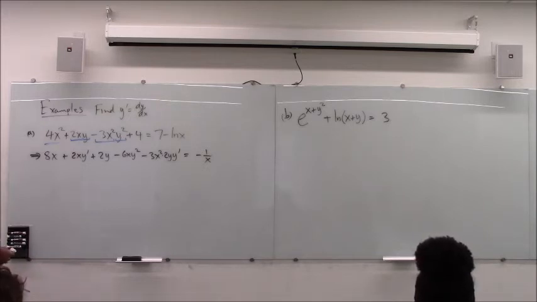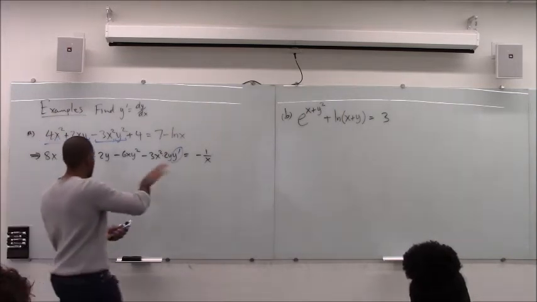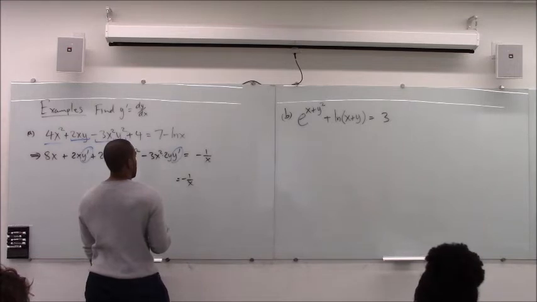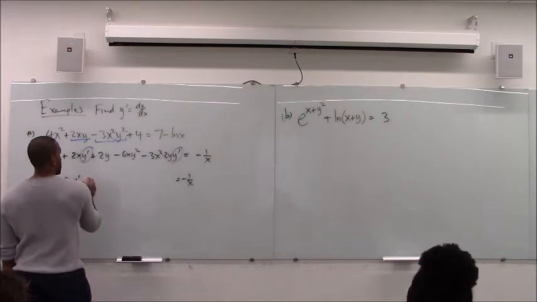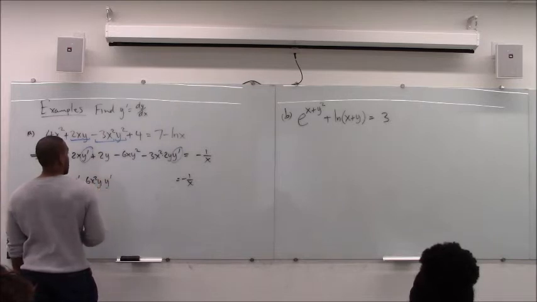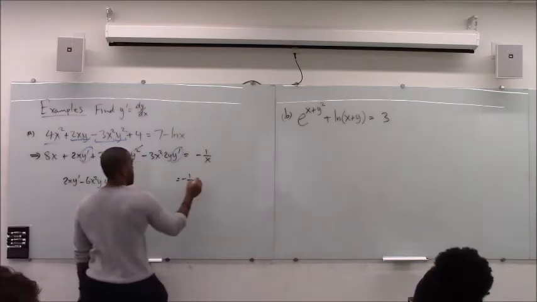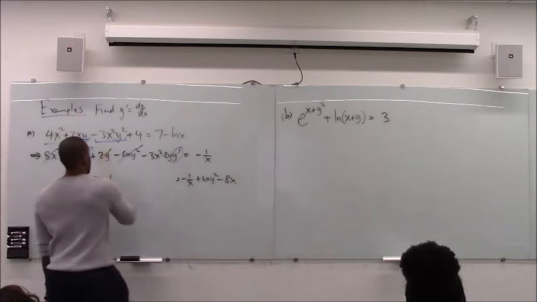I got all the terms with y prime over on the left and moved everything else to the right. Alright, we want to isolate the y prime, so you move everyone without it somewhere else. Let's move everyone without the y prime to the right, so we're going to have that minus 1 over x. I got 2x y prime minus 3x squared 2y prime, which I'll write as 6x squared y, and that will equal 6xy squared minus 8x. Bring this over here, 6xy squared minus 8x, and then minus 2y.